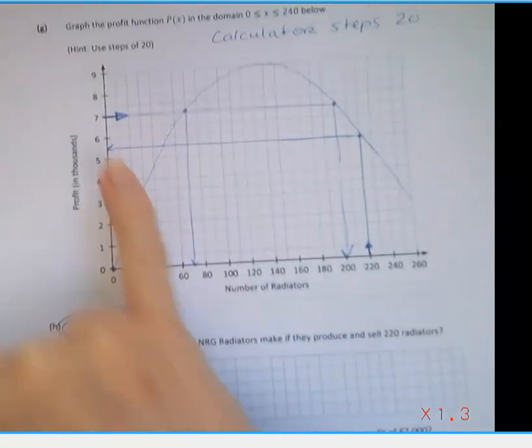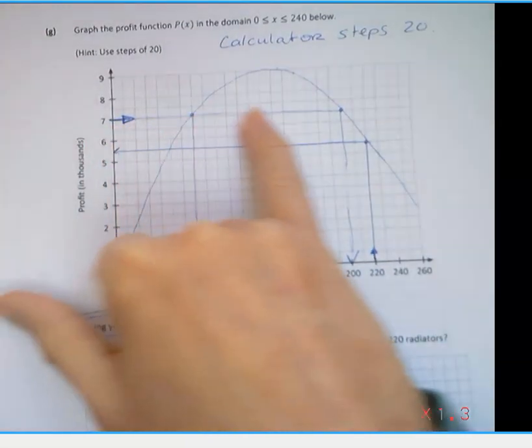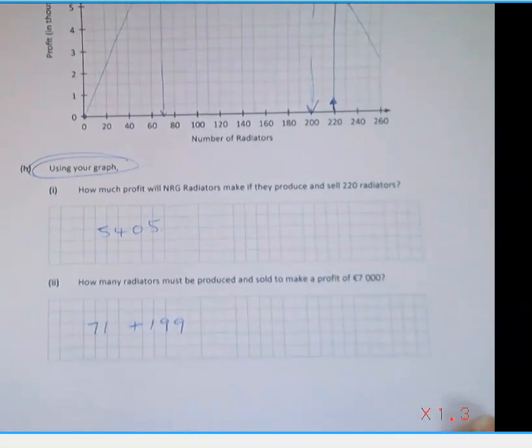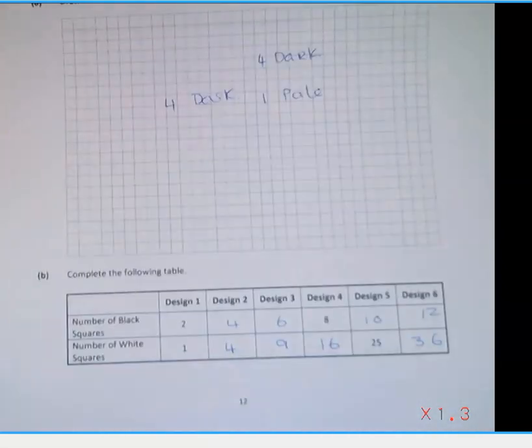Alright, the second part: how many radiators must be produced and sold to make a profit of 7,000? This time you go to 7,000 on your profit axis, draw a line out so it hits your curve and drop the lines down. So you're getting around 70 and around 200. Okay, and that was that question.